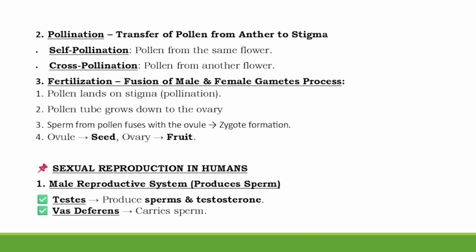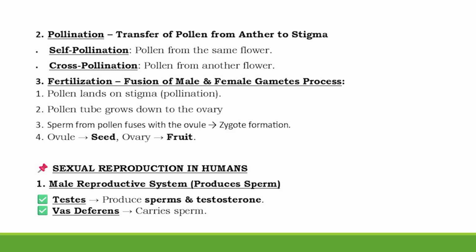2. Pollination: transfer of pollen from anther to stigma. Self-pollination, pollen from the same flower. Cross-pollination, pollen from another flower. 3. Fertilization: fusion of male and female gametes.